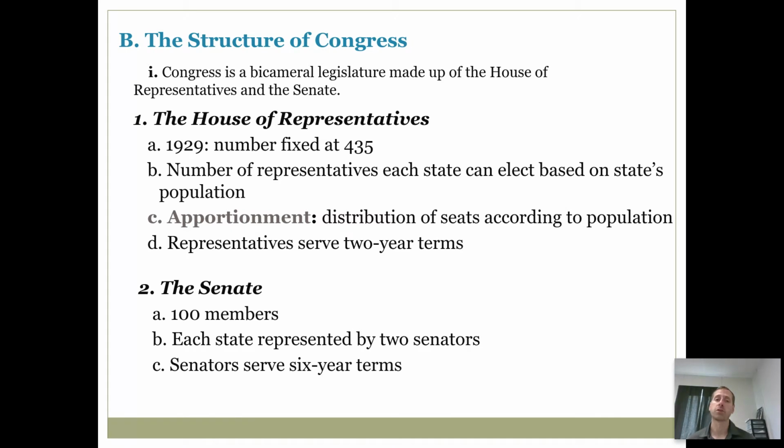We know members of the House are elected to 2-year terms. There are no term limits, so every 2 years, they are up for re-election. In the upper house, the Senate, there are 100 members. Each state gets 2, regardless of the population. So Wyoming, with about 700,000 people, gets 2 senators. California, with a couple dozen million people, gets 2. And senators serve 6-year terms. And once again, there are no term limits for senators.